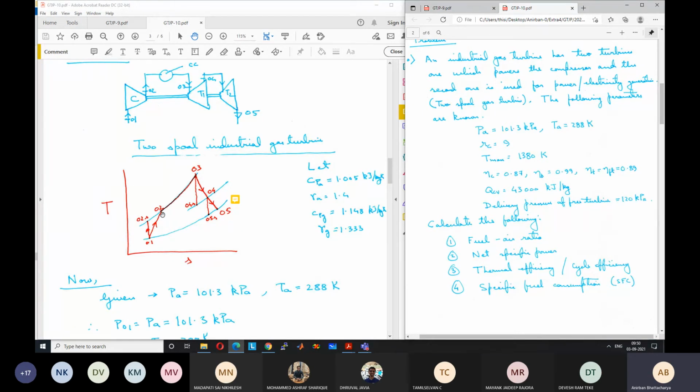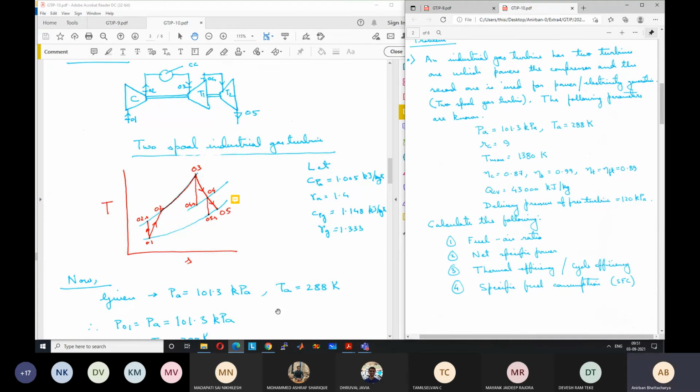Okay. Then the combustion process. Now there was no mention of any pressure losses, so we will assume that there are no pressure losses. From 02 to 03 is the constant pressure heat addition in the combustion chamber. Then from 03 to 04 is the expansion in the high pressure turbine, which is also non-isentropic. And from 04 to 05, expansion in the low pressure free turbine. Okay.